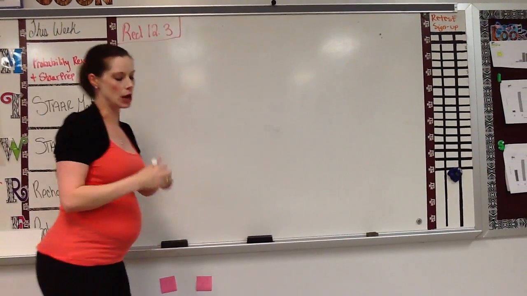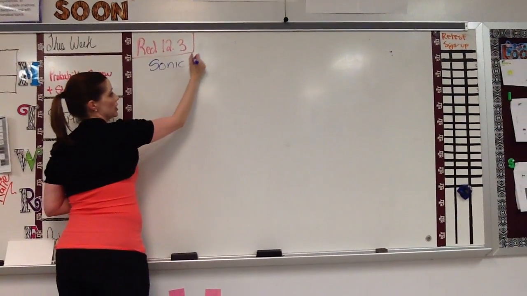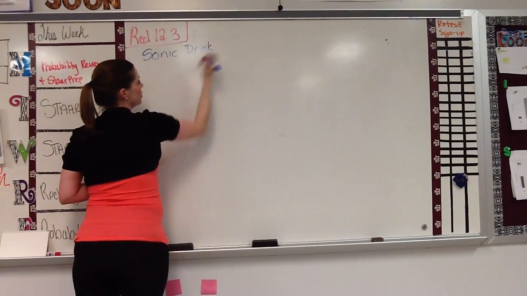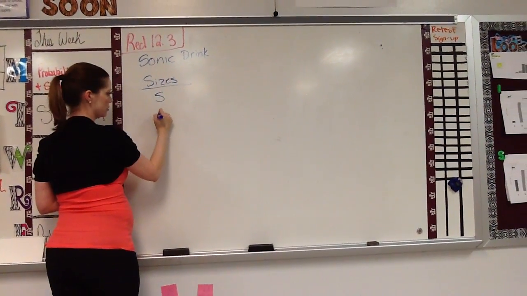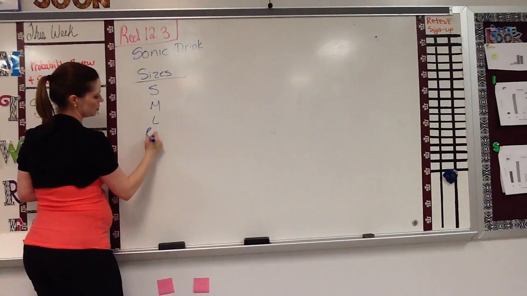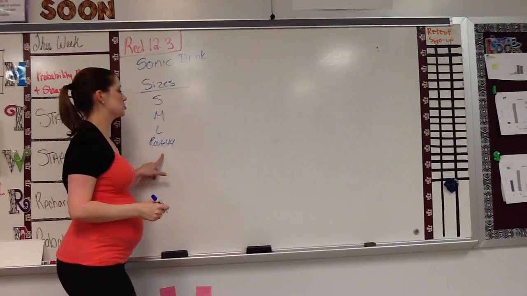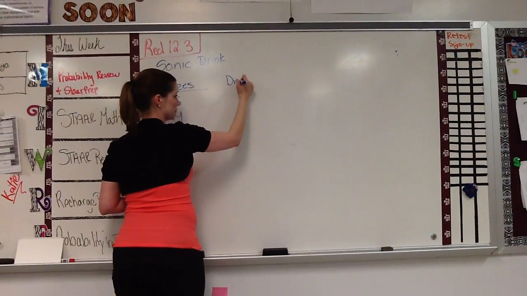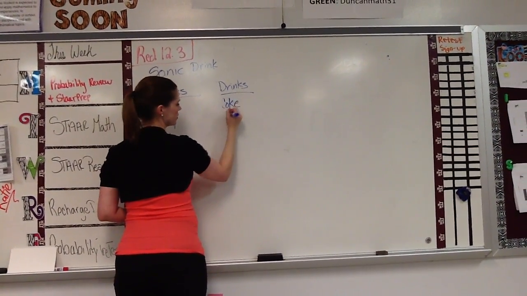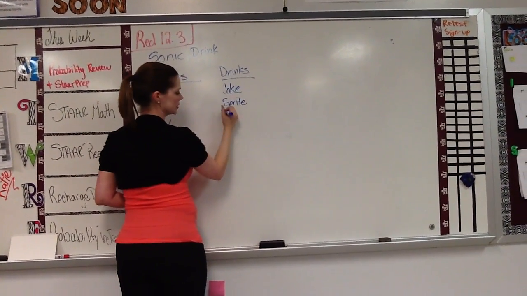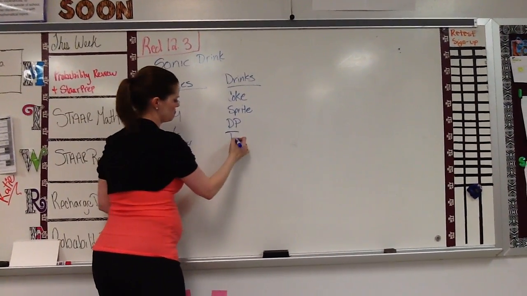Let's go back to Sonic. Let's say we're going to go with our Sonic drink choices, and I'm not sitting here with a menu in hand, so we're just going to go off memory. Let's say you've got sizes first. You can have a small, a medium, a large, and remember you can have a Route 44, which is that big, huge one that doesn't fit in your cup holder. Then you've got your drinks. We're not going to list them all because that would take a long time. Let's go with Coke, Sprite, Dr. Pepper, and tea.